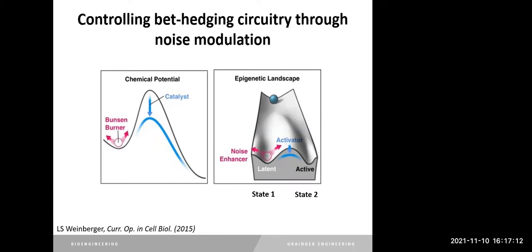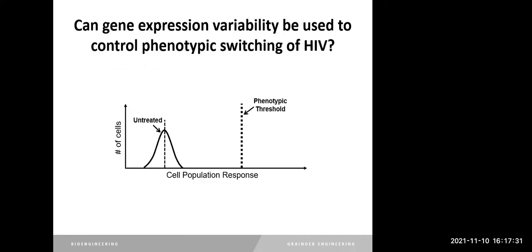So small molecule treatments can cause enhancement of noise in gene expression and can further bias the cells in and out of certain states, state 1 or state 2, or in this case, latent HIV or active HIV. So can gene expression variability be used to control phenotypic switching of HIV? In this case, HIV is this untreated population, and it's at a lower expression state, and it has to pass some phenotypic threshold in order for that HAART master regulator to initiate positive feedback and to exit latency.